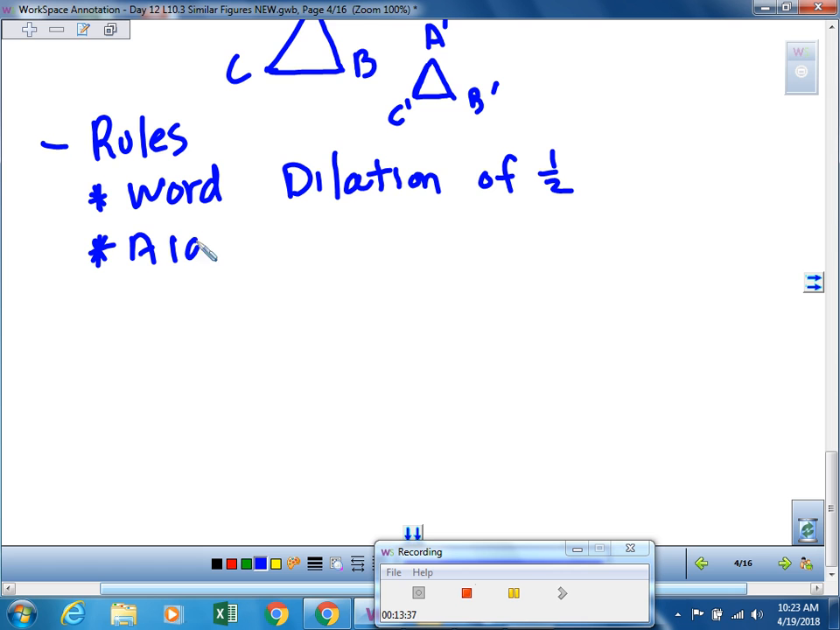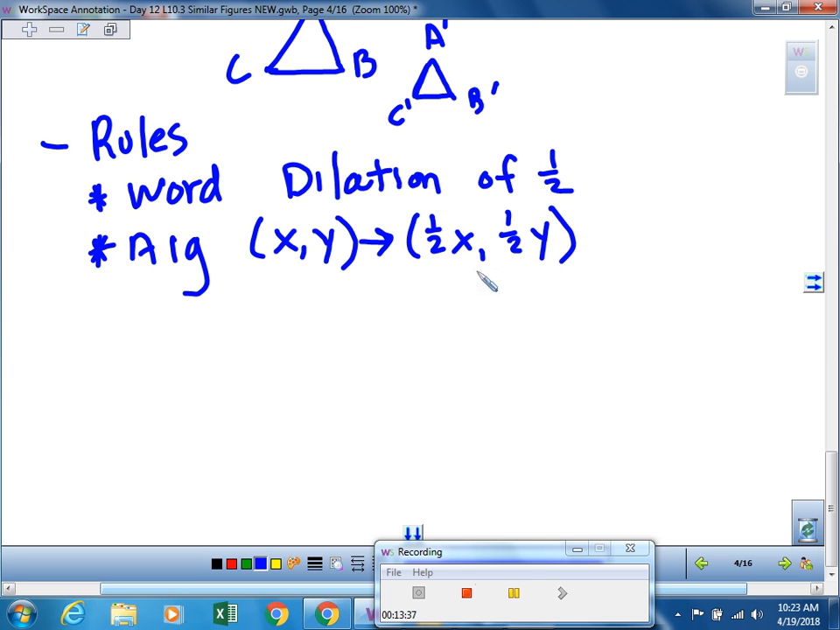Algebraic. XY becomes 1/2 X, 1/2 Y. So whatever X is, you're multiplying it by a half. Whatever Y is, you're multiplying it by a half. Or, instead of multiplying by a half, what could you do? Divide by 2. If this said a third, whatever X was on your ordered pair, you can multiply by a third or divide by 3. Okay, so those are things. All right, so that's your study guide.